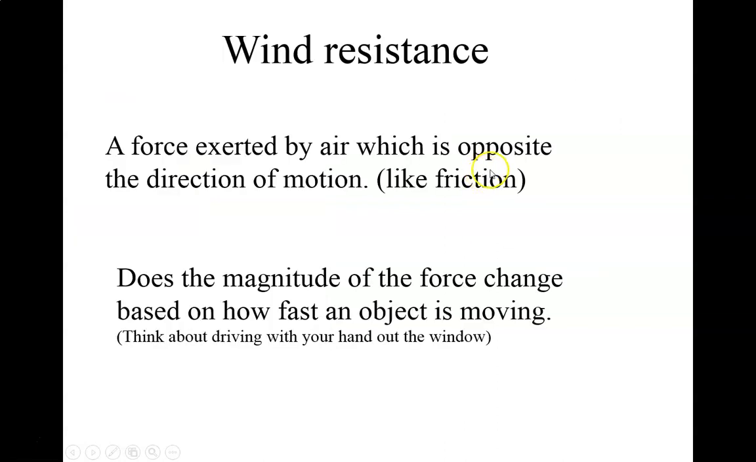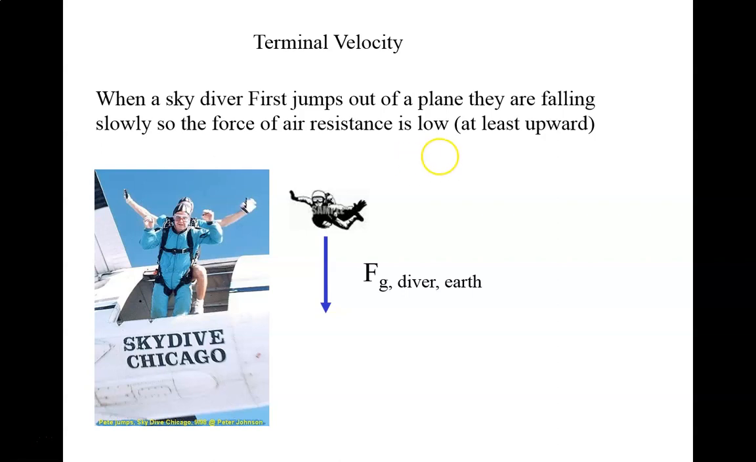Alright, wind resistance. We're really just going to consider it basically a type of friction, friction exerted by air, and it acts in the direction opposite the motion of an object. It typically slows an object down traveling through it, or tries to slow it down. And we just introduced this one because we're going to go skydiving next.